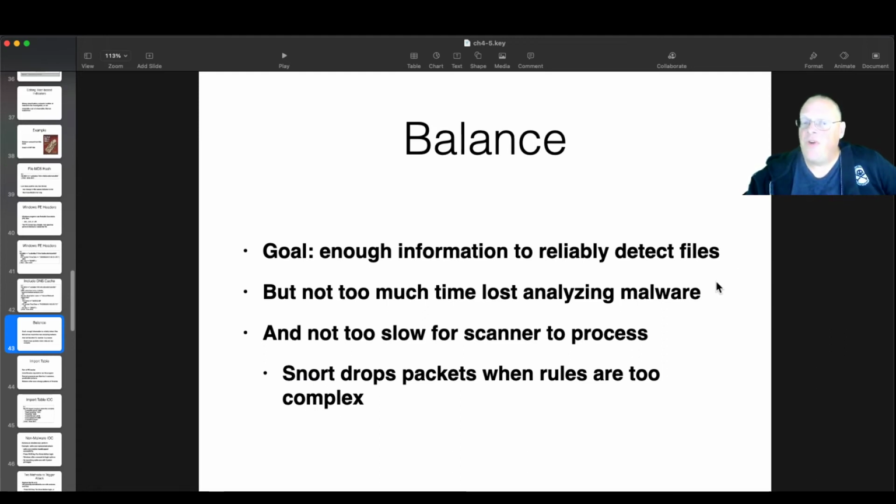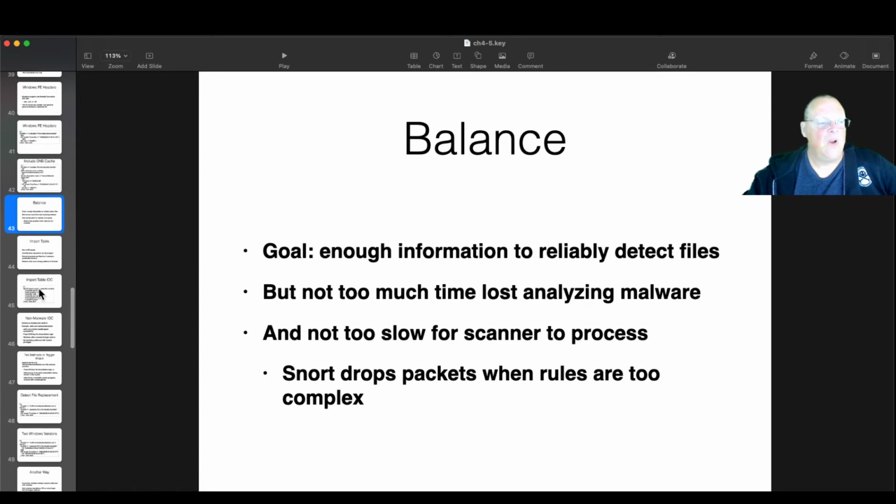All right, so your goal is to get enough information to reliably detect it, but one that will not have too many false positives, and also that you don't have to analyze the malware too long to find it. You don't want to waste too much time, so you want to use something you can find about the malware that is characteristic and useful, but not too difficult to find, and not too slow for the scanner to process. Snort does this. And if you make a rule that is too complicated, Snort will start dropping packets.